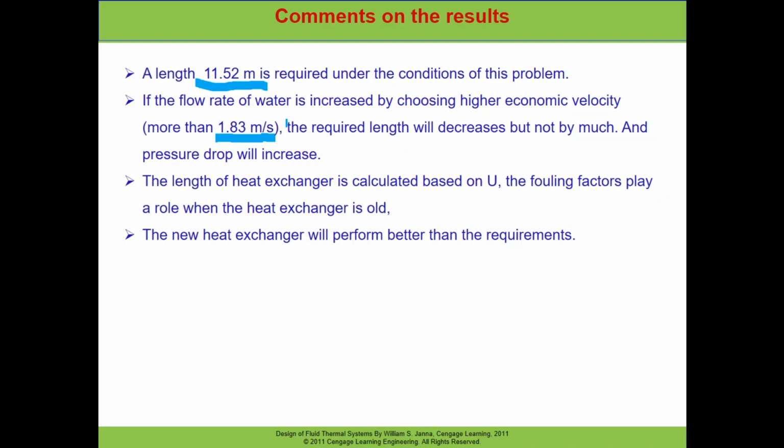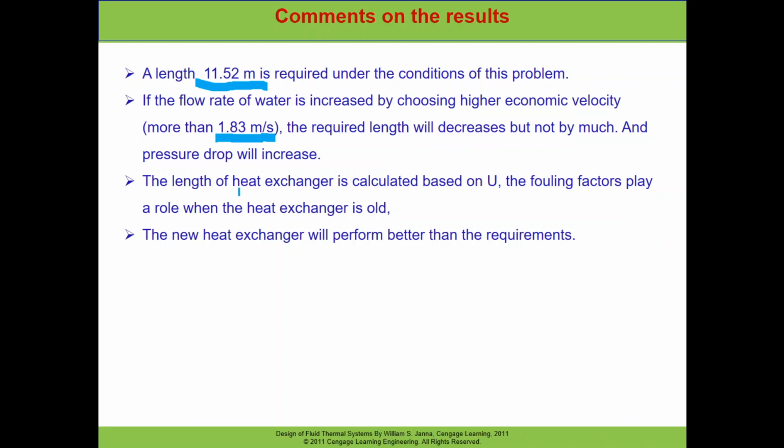So you can go to the upper limit of the economic velocity, and you can see how much the pressure drop is. There are constraints related to the pressure drop also. So if the pressure drop is within that constraint, we can choose a higher velocity. This is just the design options. We can go for a higher velocity, and we can basically reduce the length a little bit.